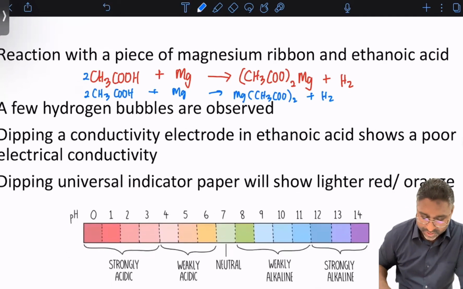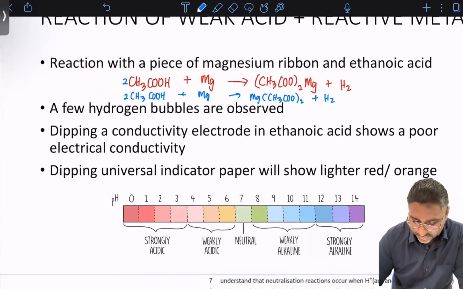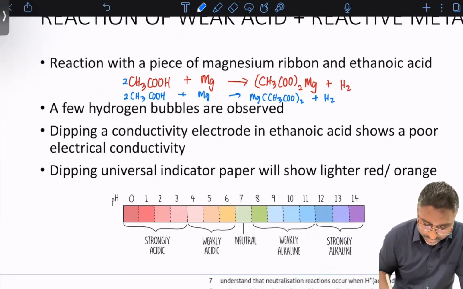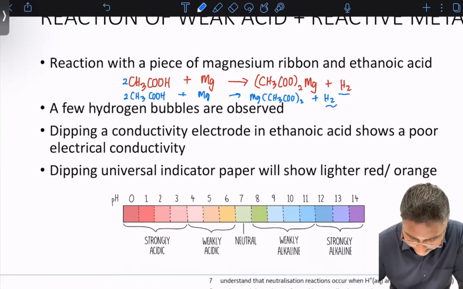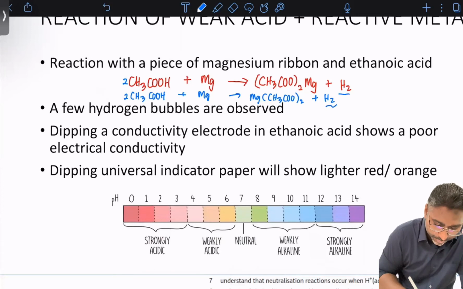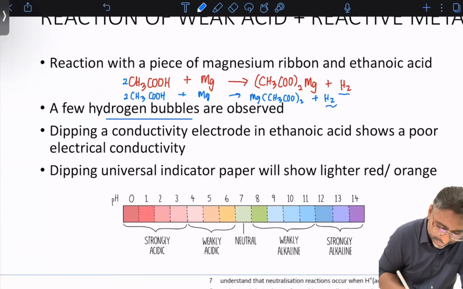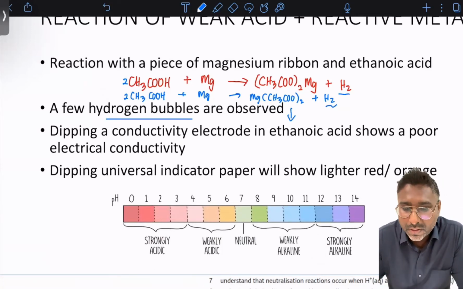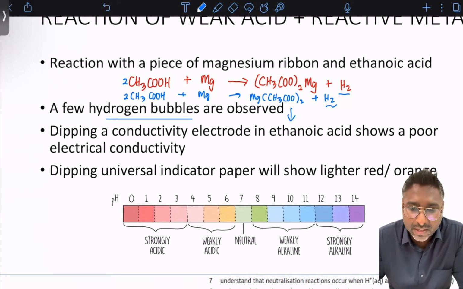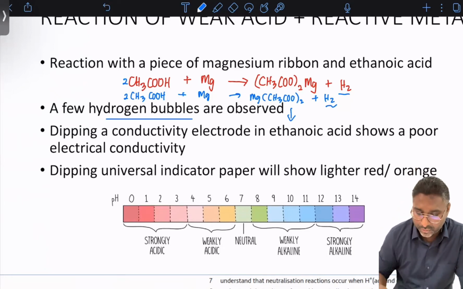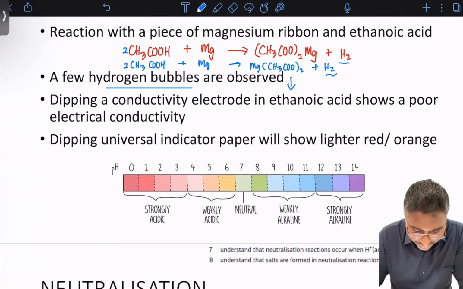Now do remember the H plus that is given. Even though there is going to be hydrogen gas, the amount of hydrogen bubbles is going to be very, very little. Why? Because the H plus that is given to the magnesium is going to be very, very less. So we are going to actually have a few hydrogen bubbles.